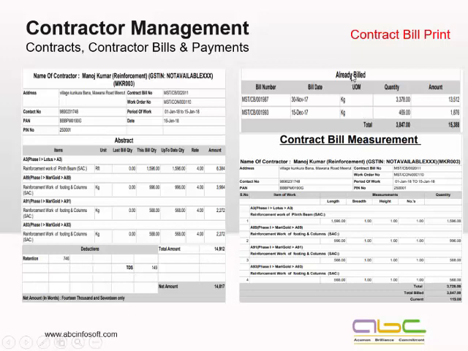Plus on the second page, we have got already billed for this contract. These are the two bills generated for this contract. This is dates and this is amount. And then the complete measurement sheet, length, breadth, height and numbers. So this measurement sheet would automatically be reflected in every bill.